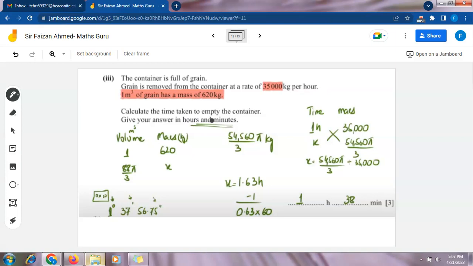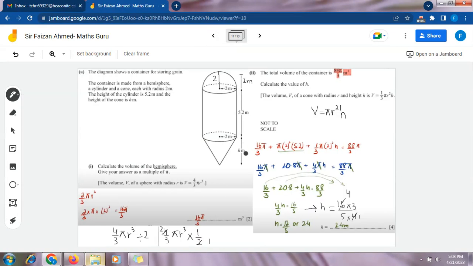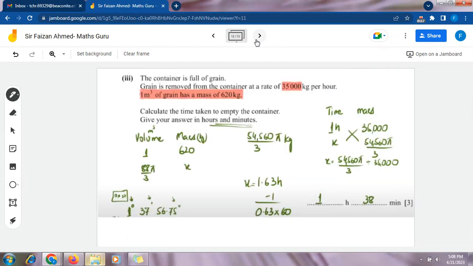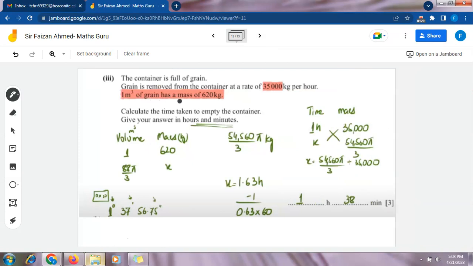We have to empty the container, and we have to find out how much time it will take for the container to be emptied, and give our answer in hours and minutes. Since we have the volume of the total container, 88 pi upon 3, given in the second part, and we know that 1 meter cube of grain has a mass of 620 kg. The flow rate is telling us about the mass, so we have to find out the mass of the grain in our container.